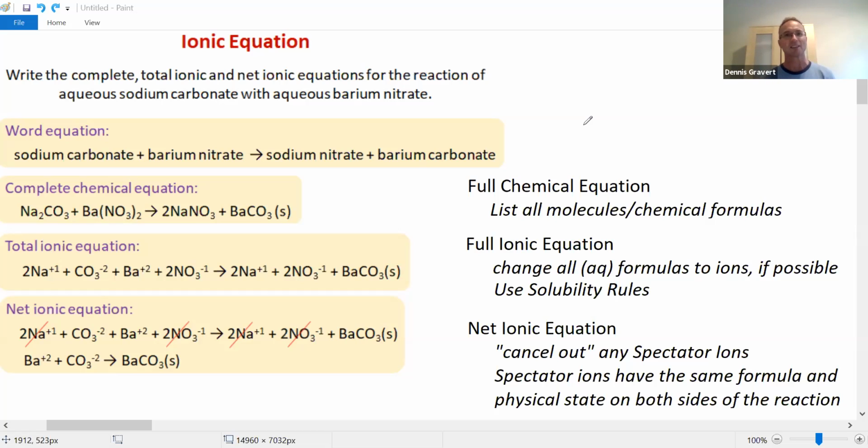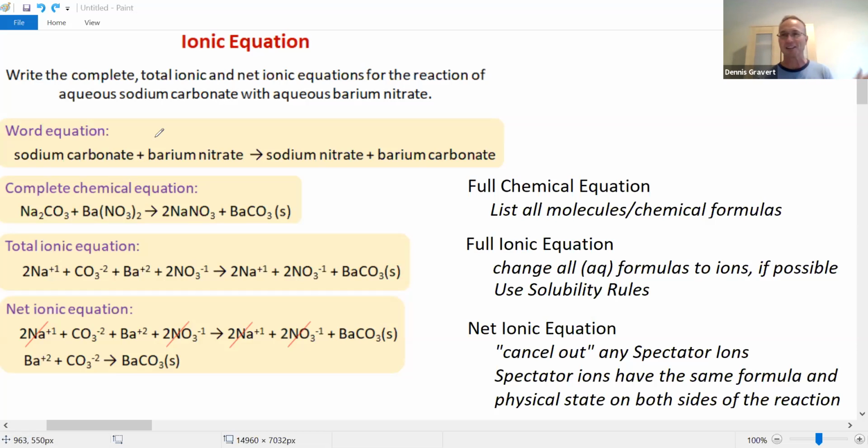Okay, it turns out that there are 3 ways of writing a balanced chemical equation. And here they are on the left-hand side. Well, let's just look at a specific example. First, if you read the top part, it says write the complete, total ionic, and net ionic equations for the reaction of, okay, what are we talking about? What specific molecules, what specific ionic compounds? Aqueous sodium carbonate with aqueous barium nitrate. Okay, and so there's an intermediate step here.